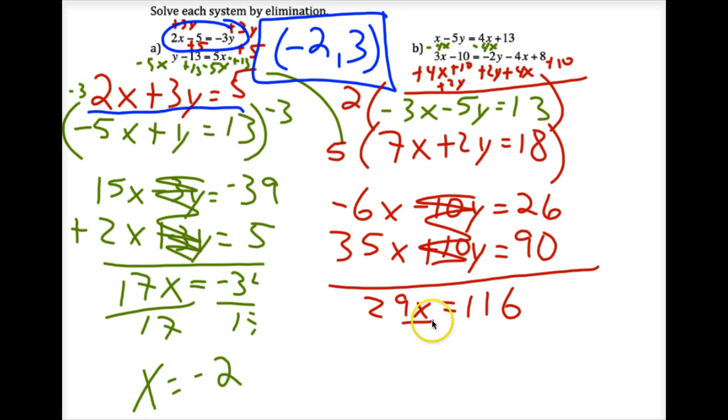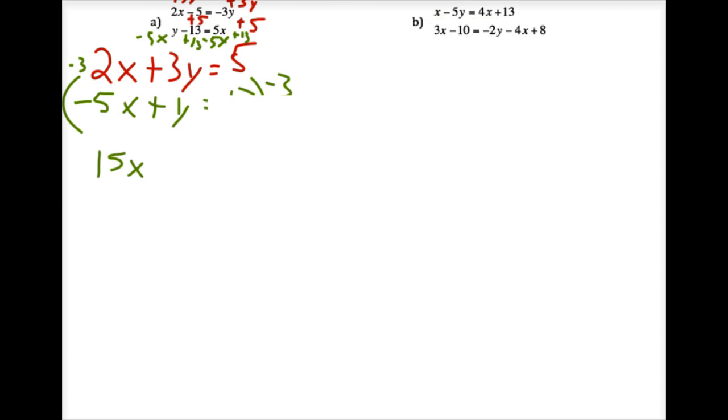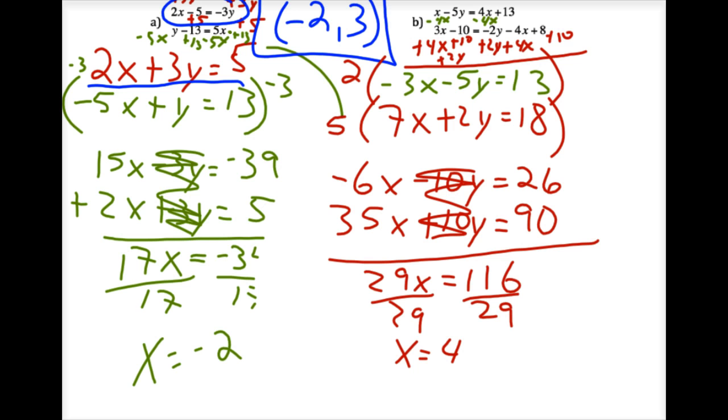Will 116 be divisible by 29? 4, right? Okay. Now, x is 4. Where do you want to find out what y is? Which equation? 1, 2, 3, or 4? Actually, 3. Negative 6x. The green one here? Yeah. Might be the easiest. You should get the same value any way you go.